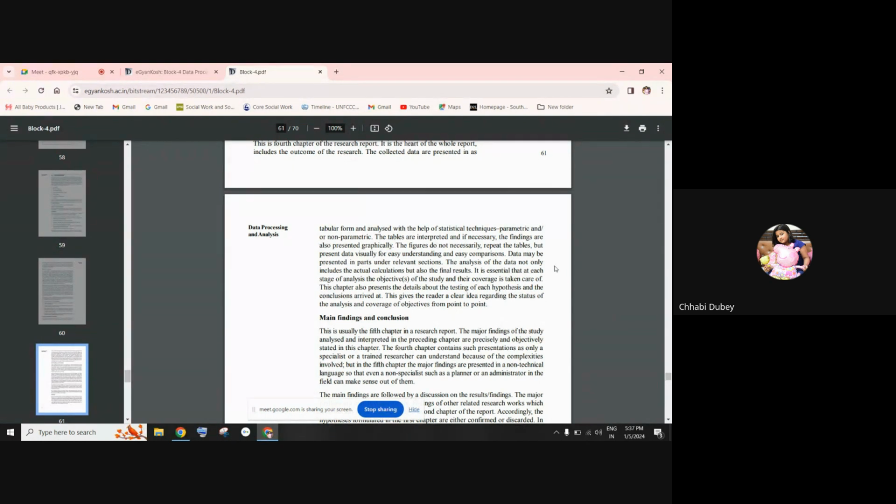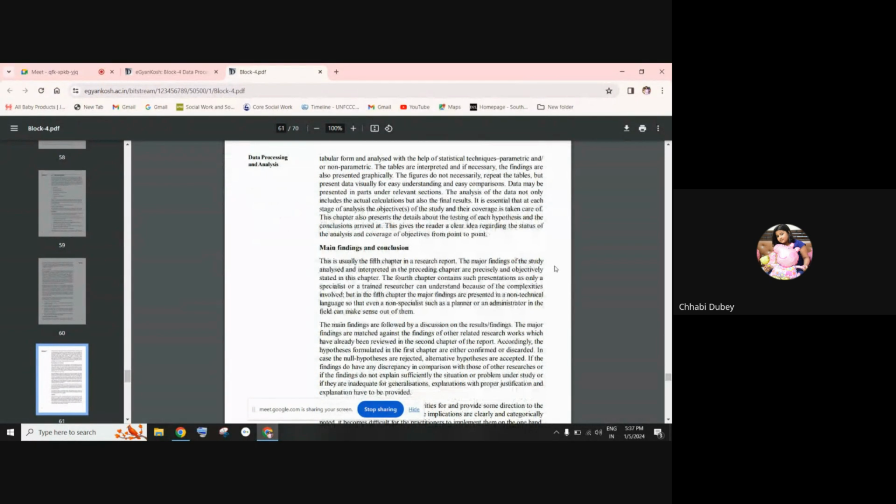Now, the main findings will be followed by discussions on the results or the findings. Whatever findings we have come to through the various interpretation and inference, we will be writing a little bit about them in the discussions. Now, the major findings are matched against the findings of other related research works, which have already been reviewed in the second chapter of the report. So this consists of the research review, and accordingly, the hypothesis is formulated in the first chapter.